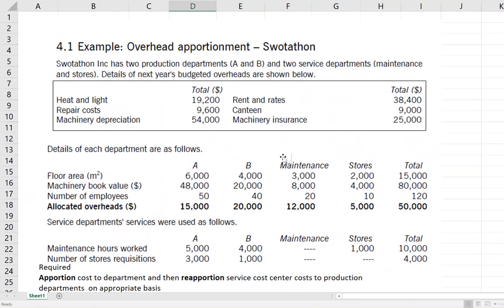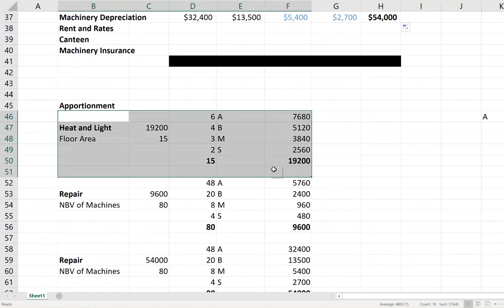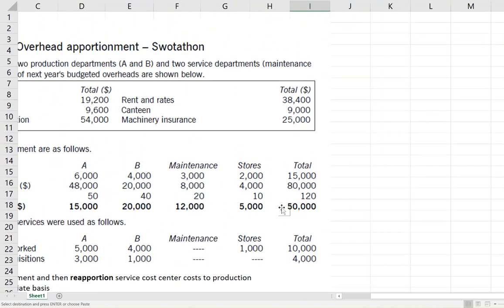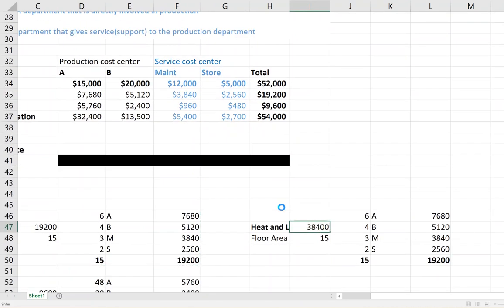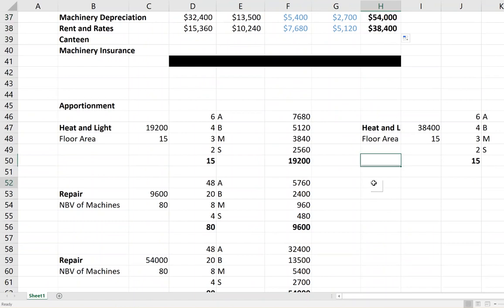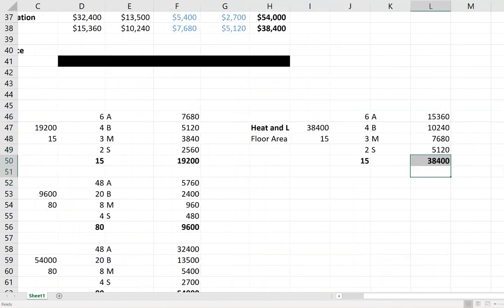Next we have rent and rates. Rent and rates would be fair to use floor area. So rent and rates is 38,400. So everything else is in line, so no need to adjust anything. Next we have canteen. Obviously, number of employees. The more employees, the more cost of canteen.